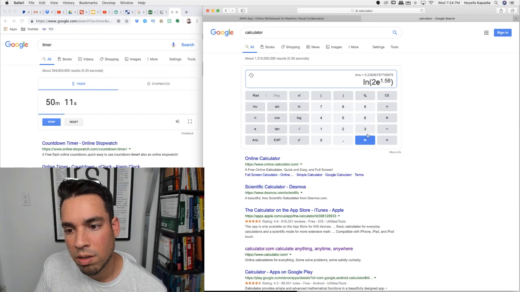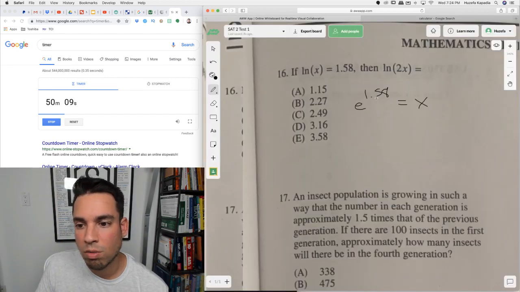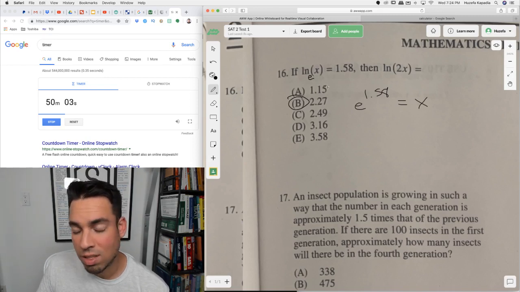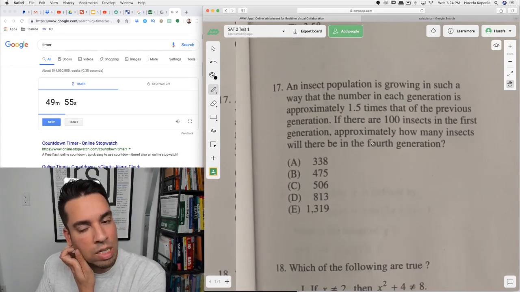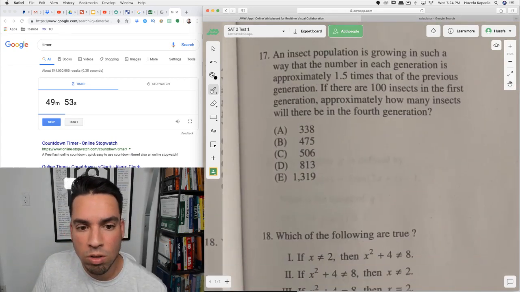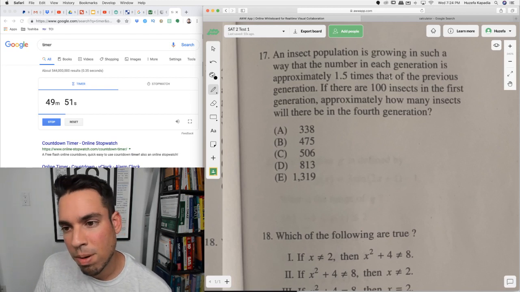2e to the 1.58 is 2.273. I just converted this to the exponent because this is log base e, so I know it's e to that equals that. And then I said, all right, well, plug in, if this is x, 2 times this, and take ln of that. That's what it's asking for. So that was my little workaround. Because I know there's an easier way. I just can't remember. You don't even need a calculator, I think, for that.